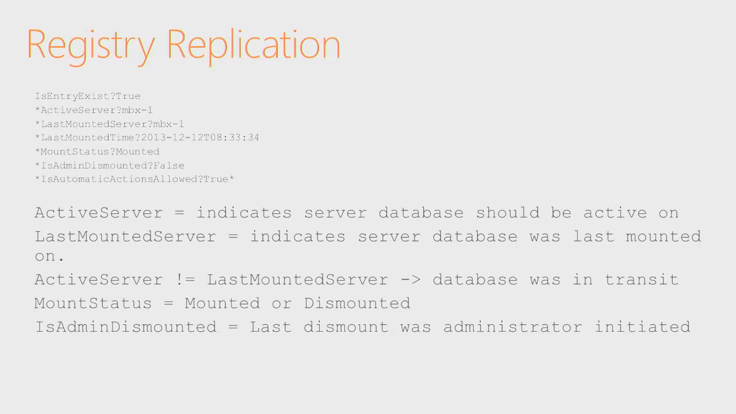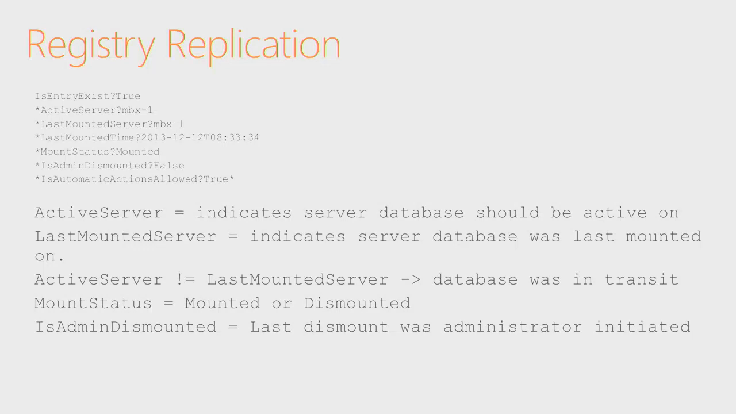Now, mount status tells us whether or not the database is mounted or dismounted. And then this is kind of a new flag for us: is admin dismounted? This tracks whether or not the database was dismounted by the administrator. This particular flag is used if a state change of the PAM occurs, or if we're bringing an entire DAG up for the first time, like maybe you shut down all the nodes. We will not automatically mount databases that had been administratively dismounted prior.